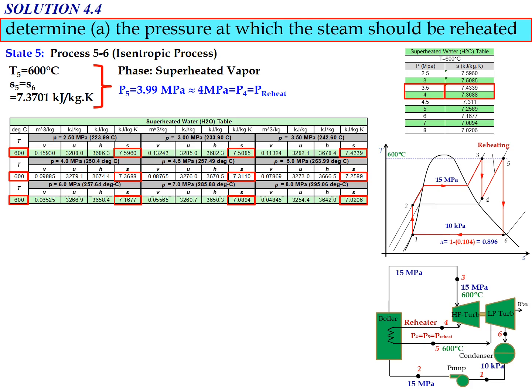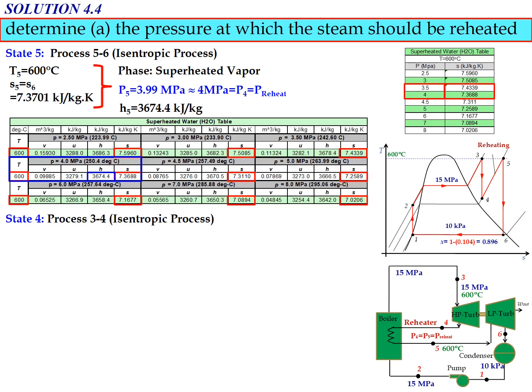Okay, so now we already know the pressure, so use the pressure that we already obtained, where P5 is equal to 4 megapascal. By referring to the superheated water table, at the pressure of 4 megapascal and 600 degrees Celsius, from the table you can determine the value of H5 equal to 3674.4 kilojoule per kg. So you can obtain it directly from the table.